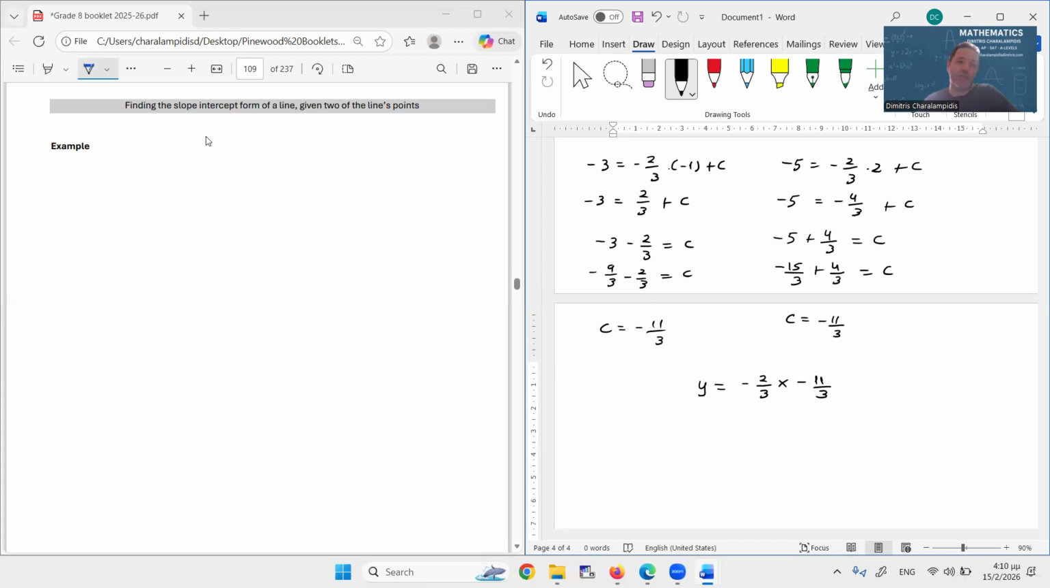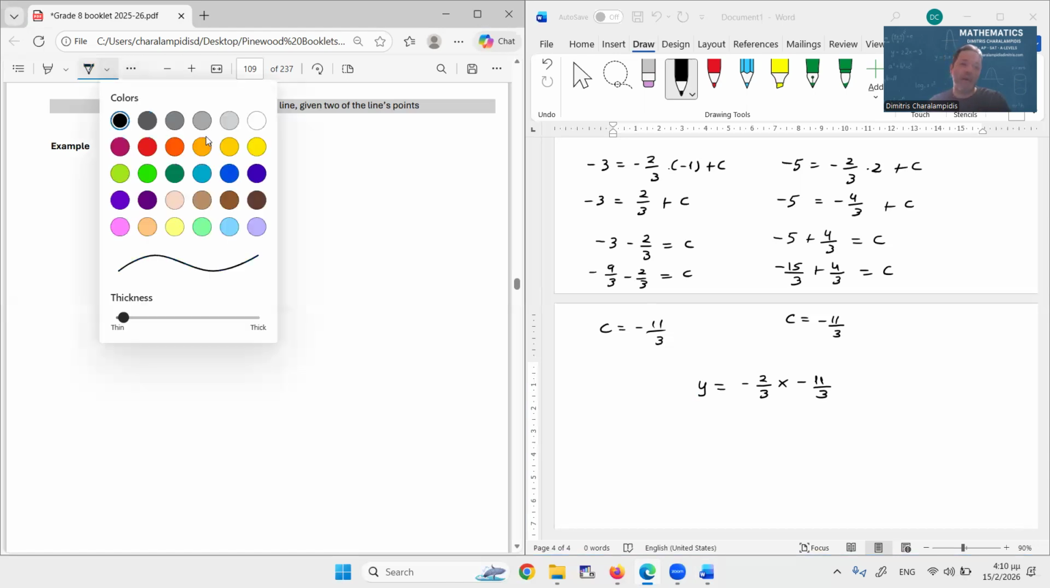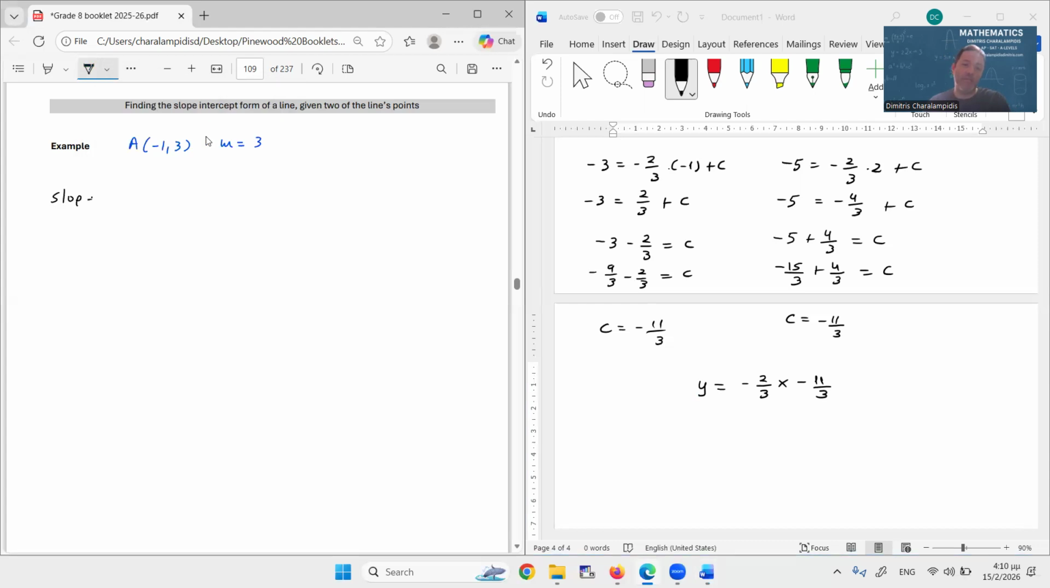Let's work an example in which we want to find the slope-intercept form of the line when we know that this line passes through the point -1, 3 and has a slope of 3. However, the concept, the methodology, the process will still remain untouched. What would that be? That I'll begin with the slope-intercept form. The slope-intercept form is always a form like this, y equals mx plus c.